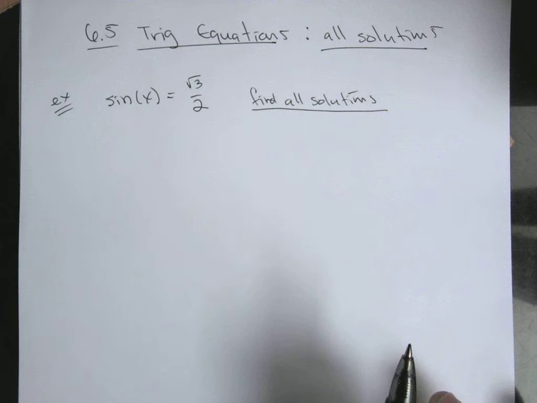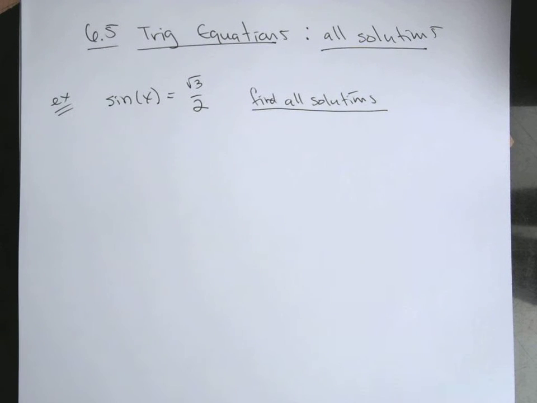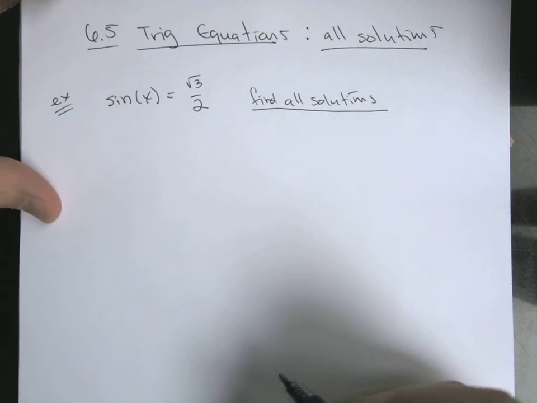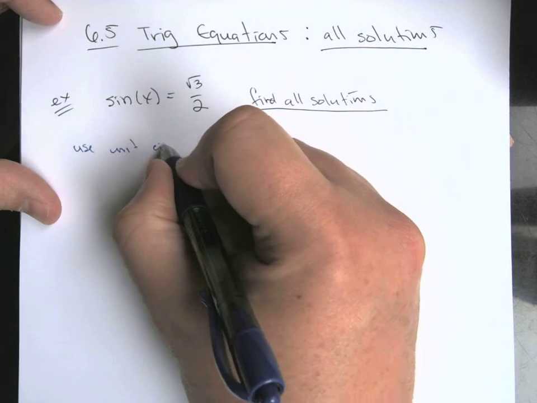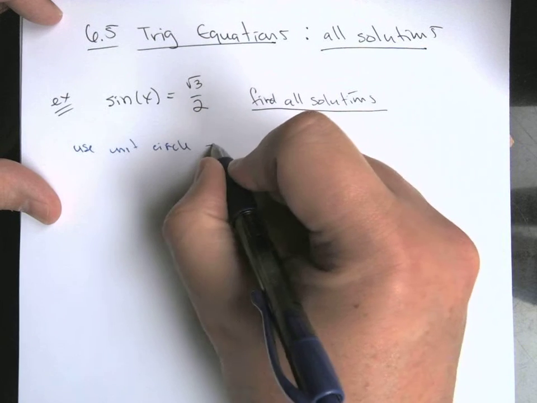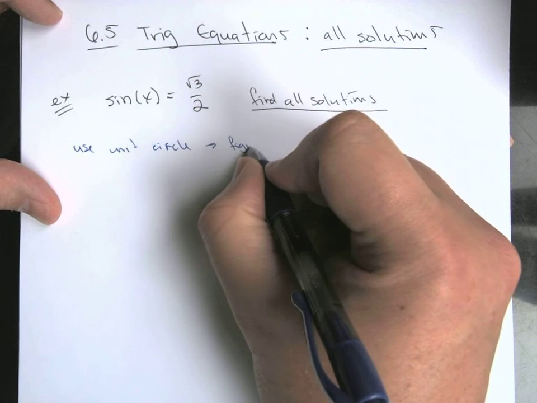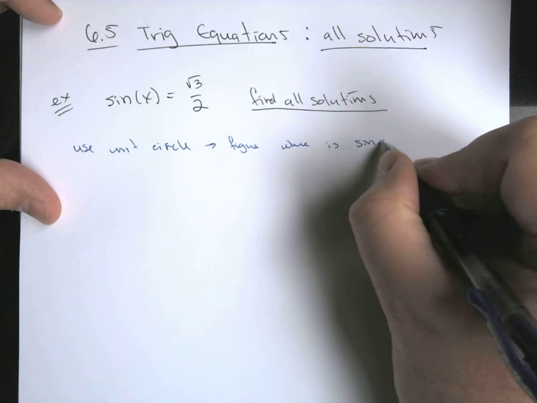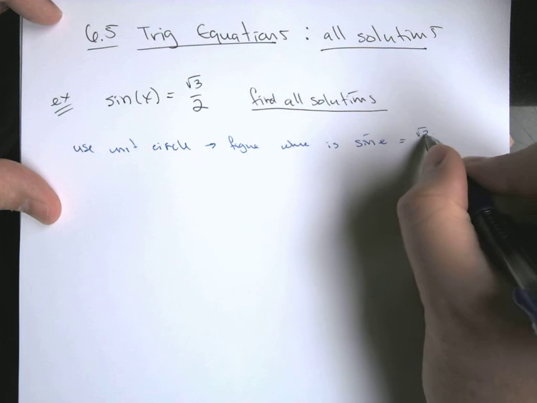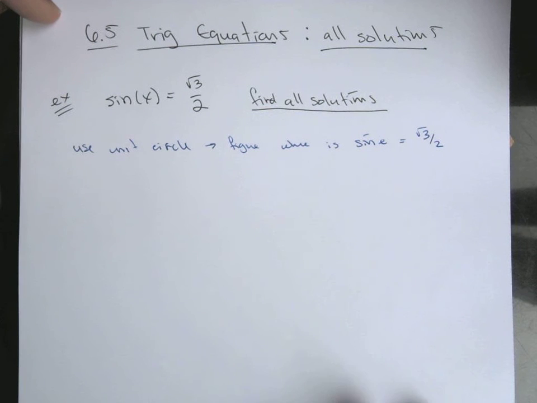First and foremost, let's think about this a little bit. You can think of this from an inverse perspective, or we can use the unit circle. And we're just going to figure out where the sine function is equal to root 3 over 2, just like what are our angles.